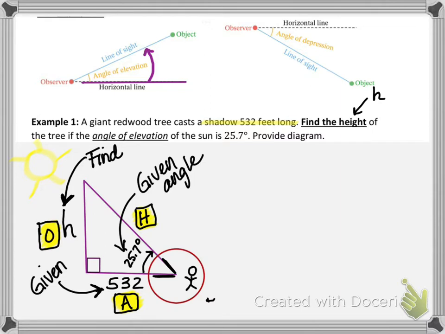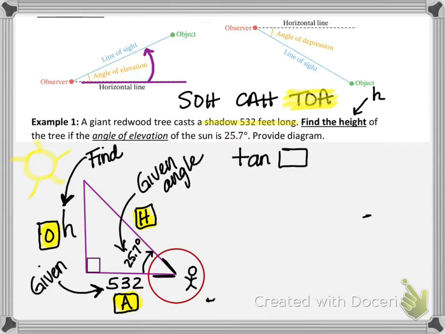So if I have to use the H, which is an O, and I have to use the A, which is a given, OA combination, remember, these are the ones that we need to remember. The OA combination is my tangent formula. So I need to write the formula for tangent. Tangent of a blank degree will always equal O divided by my A.